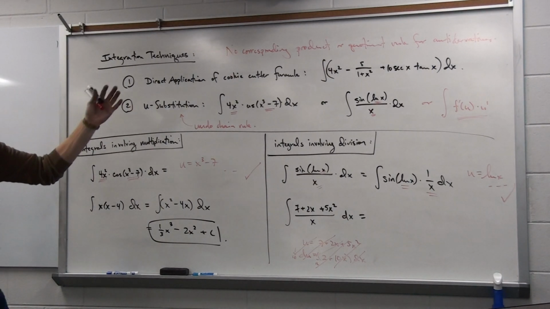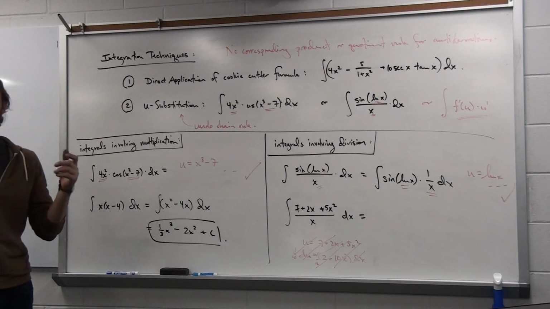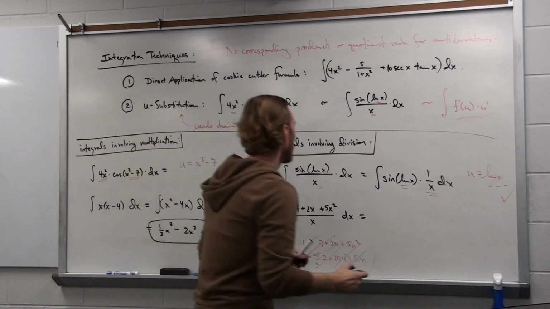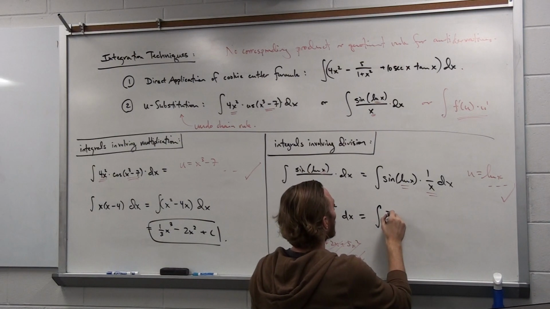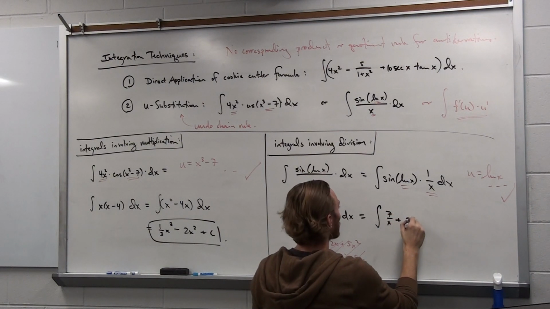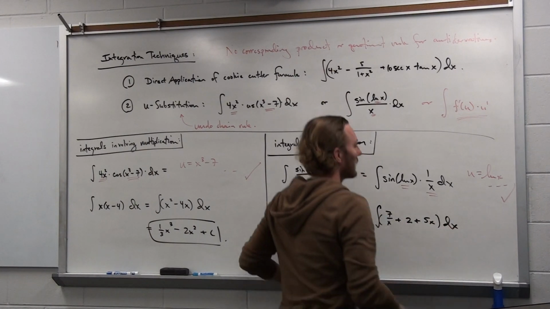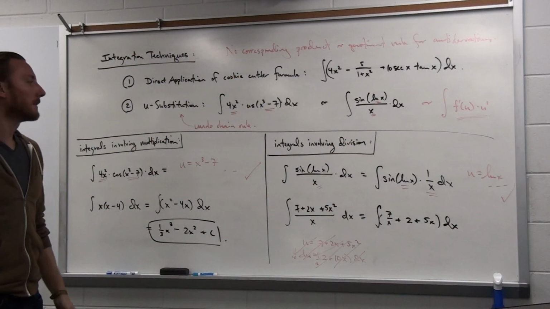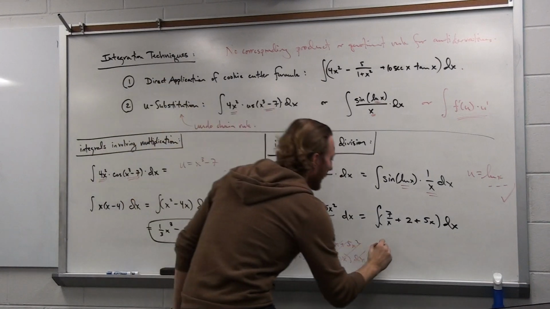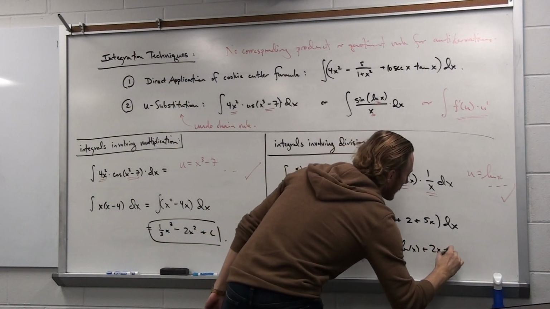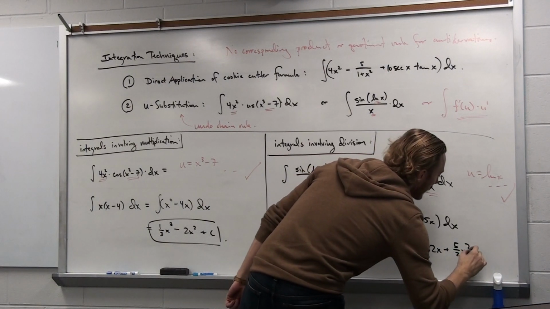Do we use the quotient rule for antiderivatives? Ah, there is no such thing. So what do we do instead? We just divide. We just go 7 over x plus 2, the x's cancel there, plus 5x. Look at that. No sweat. 7 ln x plus 2x plus 5 over 2 x squared plus c.